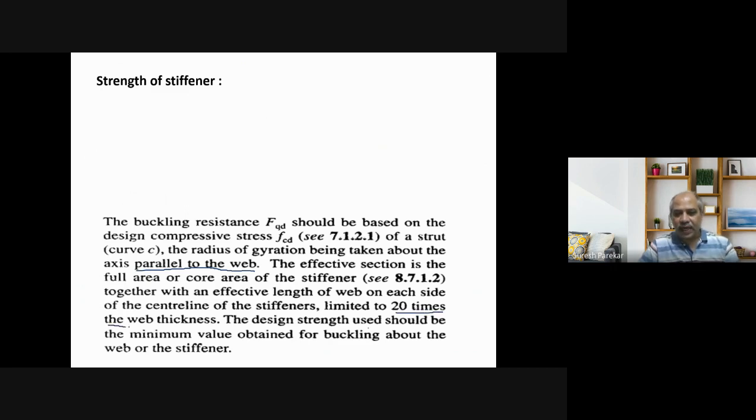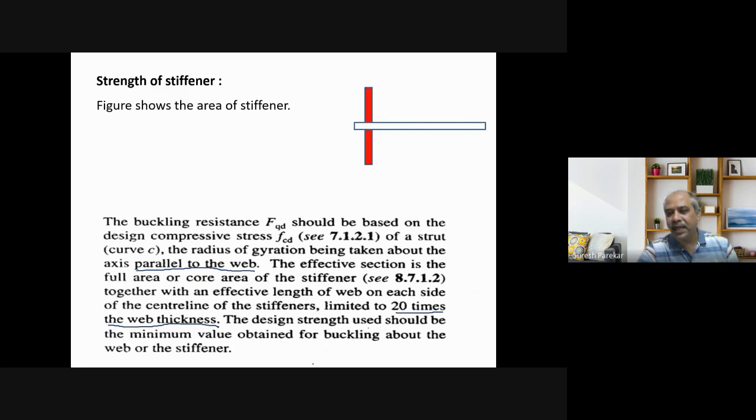Now, when we go for the reaction, we are going to get this 20 TW on one side only. The design strength used should be the minimum value obtained for buckling about the web or the stiffener. Now you can see this stiffener. We have symmetrical end bearing. For the reaction, we have 10 TQ, 10 TQ, and this value we have calculated. We got this value, where 14 is the thickness, and 140 is the outstand of this stiffener. So we have these values.